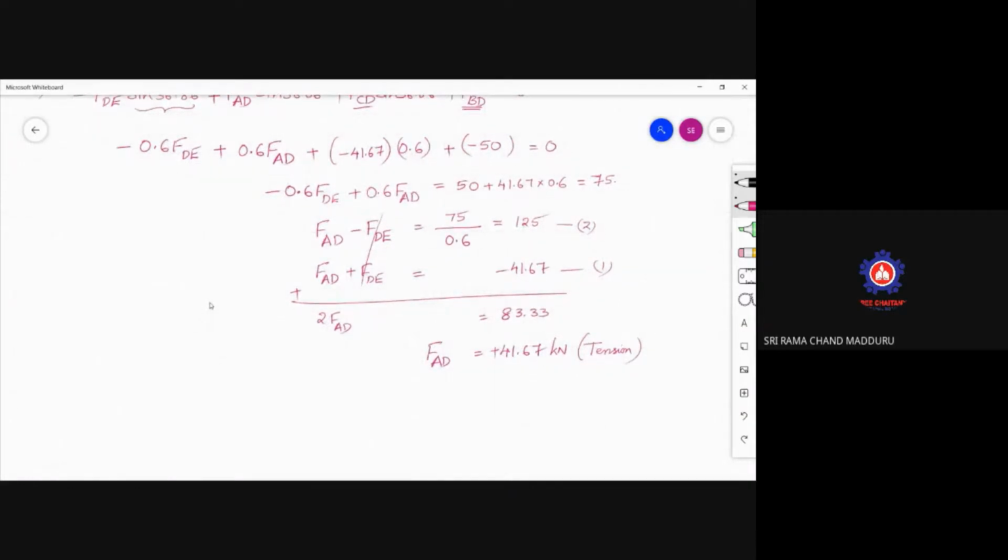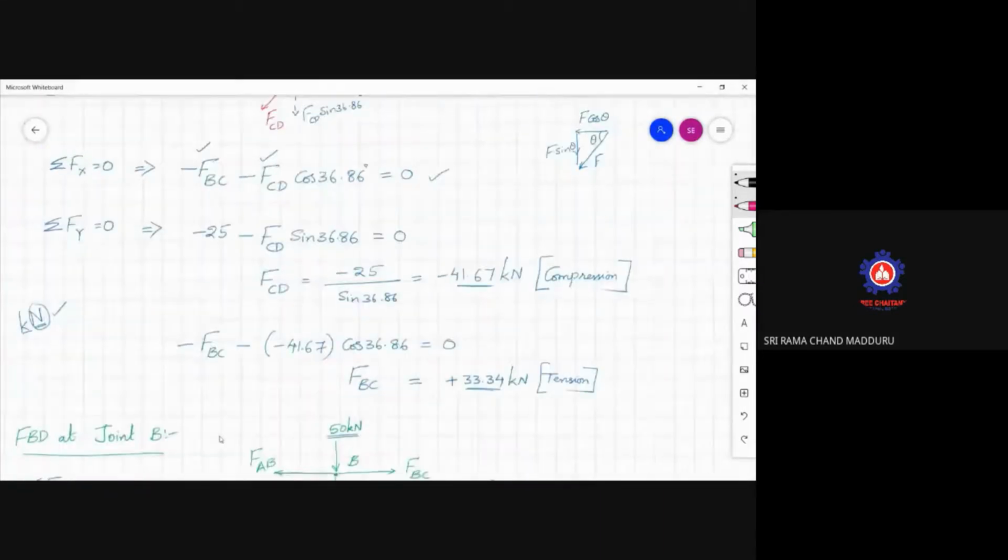Substitute this FAD value in the above equation to get the value of your FDE. Use any one of the equations. So FDE is nothing but minus 41.67 minus 41.67, which is minus 83.34 or 83.33. You can write down as 83.33 kilonewtons, which is for the forces in FAD, FDE.